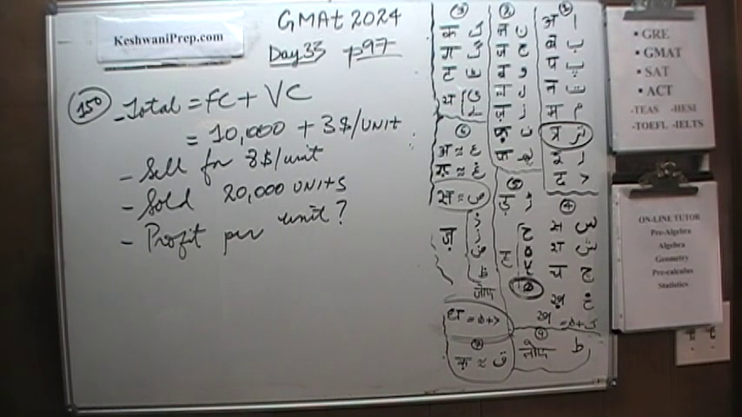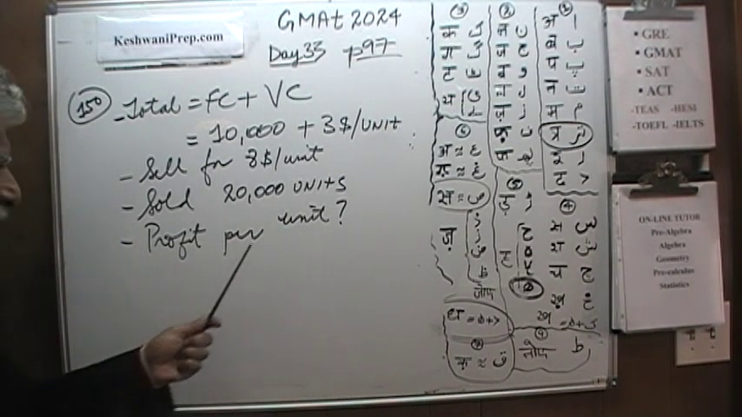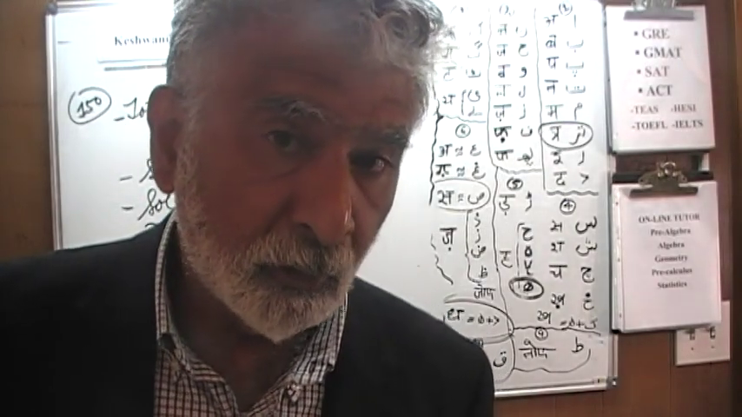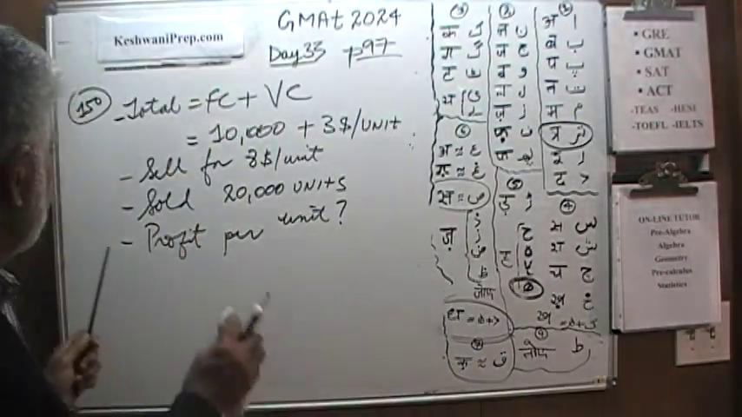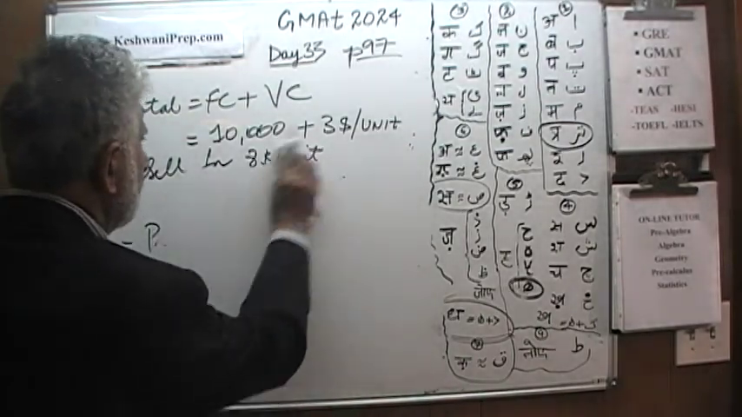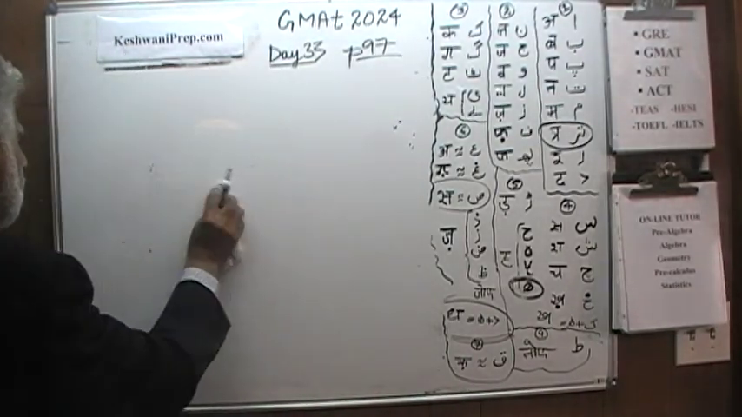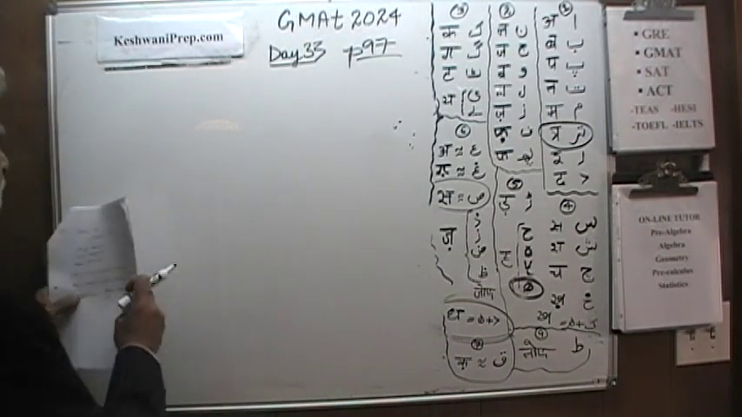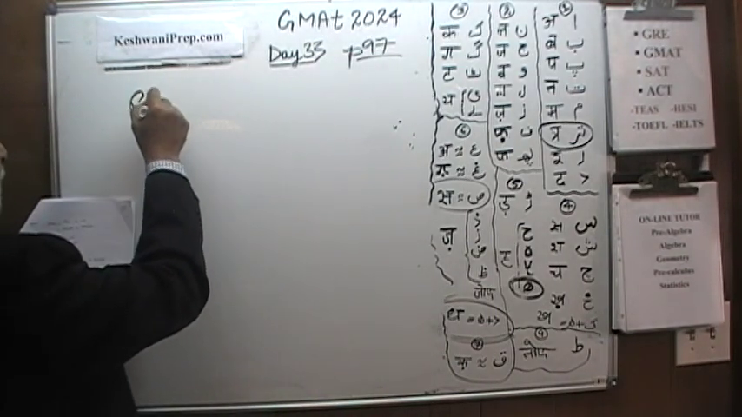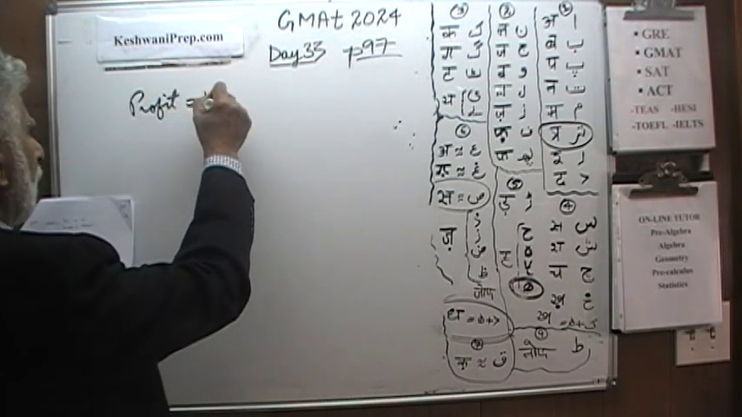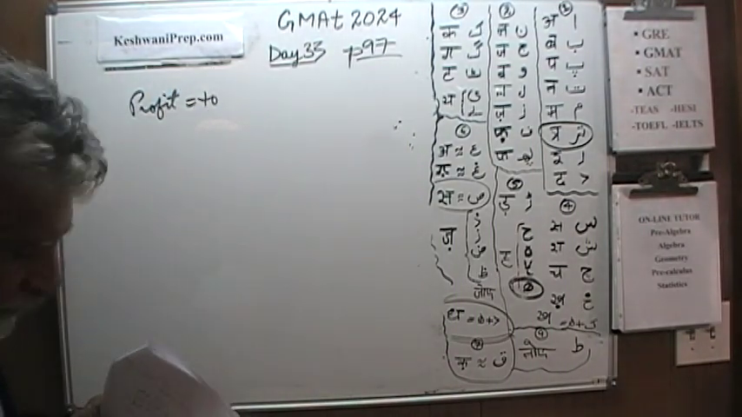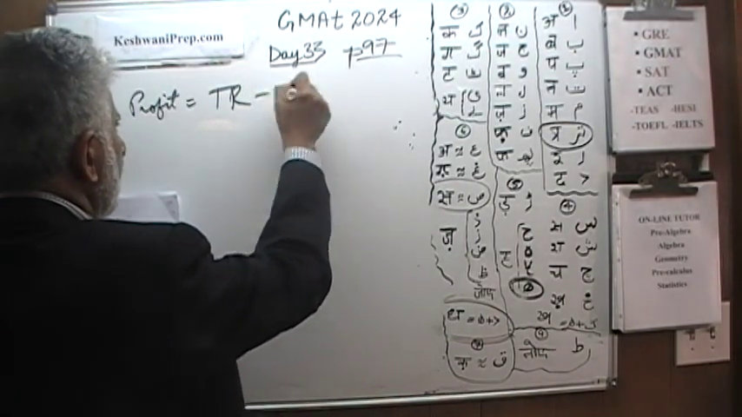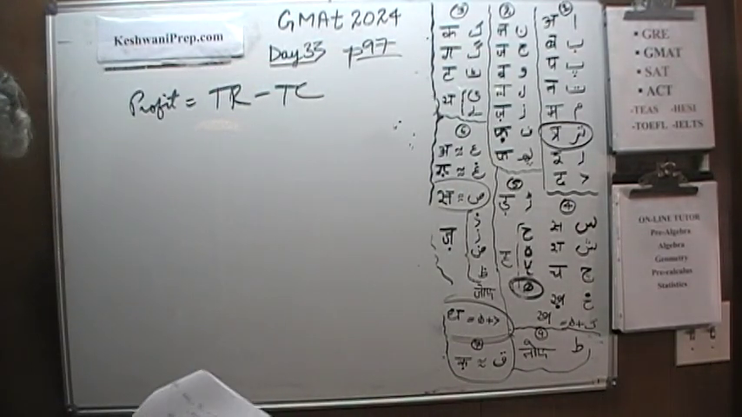So let's find out, shall we? In order to figure out the profit per unit, we have to first figure out the gross profit. The gross profit is simply total revenue minus the total cost. Let's find out the total cost first.